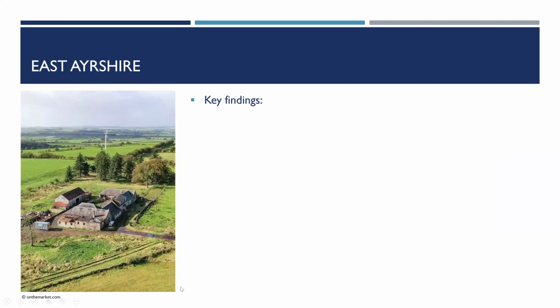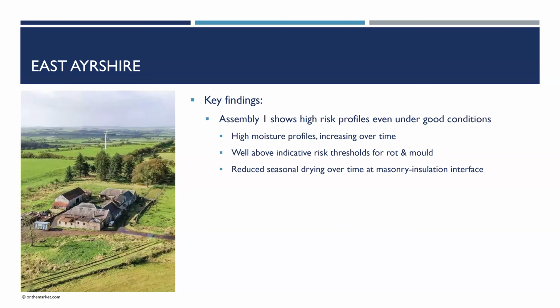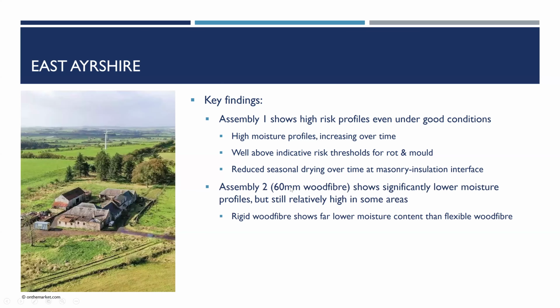So key findings, there are a load of graphs, which I'm not going to show you because they're not very user-friendly, but I'll buzz through them afterwards. Assembly 1 shows you very high risk profiles, even under good conditions. High moisture content in the masonry and insulation, which gets higher over time, well above indicative risk thresholds for timber rot and mould, and a limited drying ability over time at the back of the insulation. The assembly with 60mm wood fibre shows much lower risks, but still not risk-free.